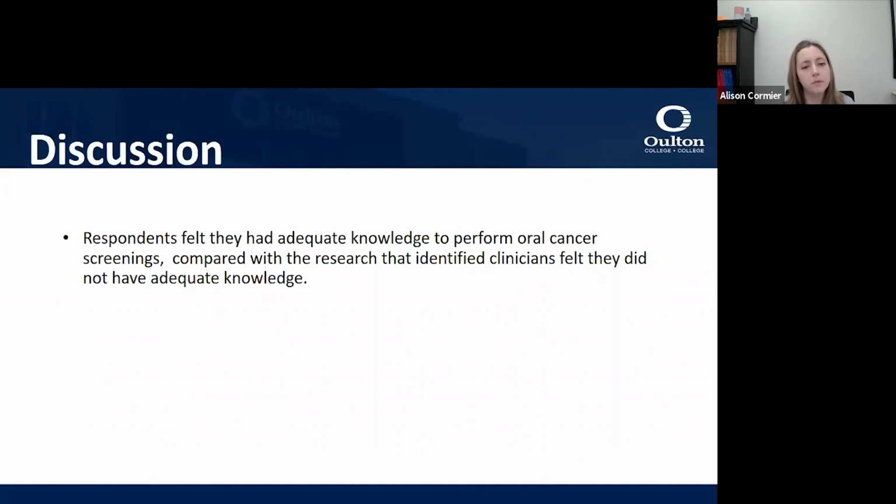Just the discussion. Our respondents felt they had adequate knowledge to perform oral cancer screenings, compared with the research that identified that clinicians felt they did not have adequate knowledge. Based on this, we said it would be ideal for our patients to have proper education by extending our knowledge based on the electives that we would have to take. So, yeah.